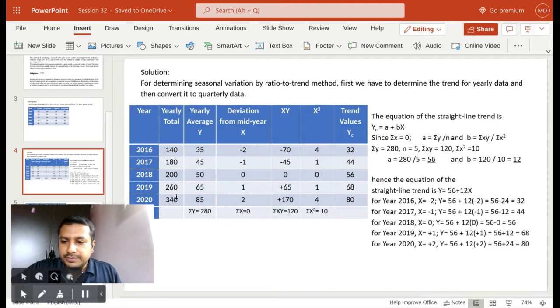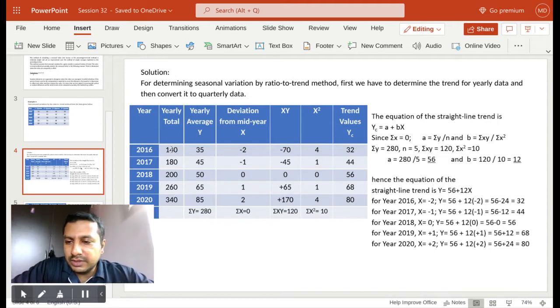Yearly values are there. Next step is yearly average. Now, how to calculate average? Yearly values you have calculated with the help of 4 quarters. Just divide it by 4. 140 divided by 4, 35. 180 divided by 4, 45. 200 divided by 4, 50. Like that, you have to calculate, and also calculate the total of the yearly averages. That is 280. Total of yearly average, that is summation y, is 280.